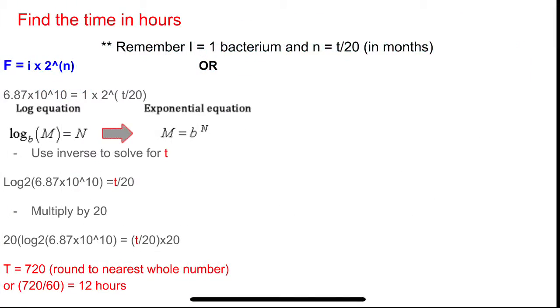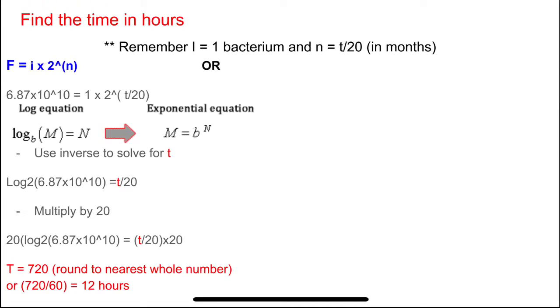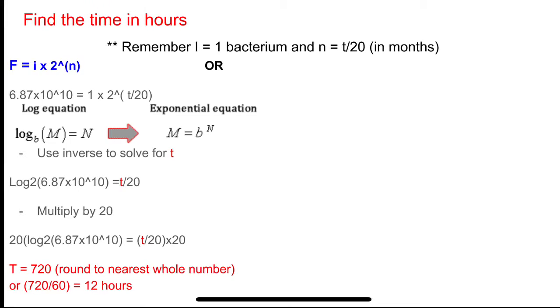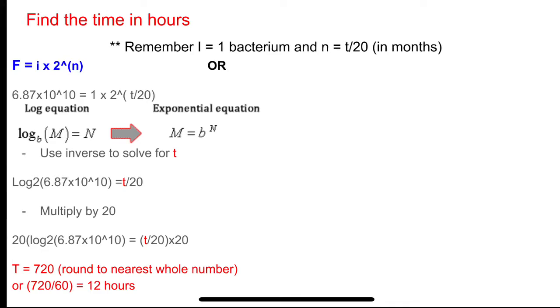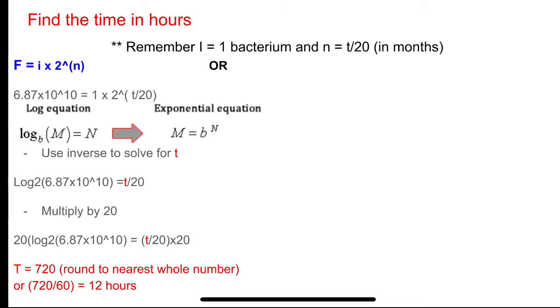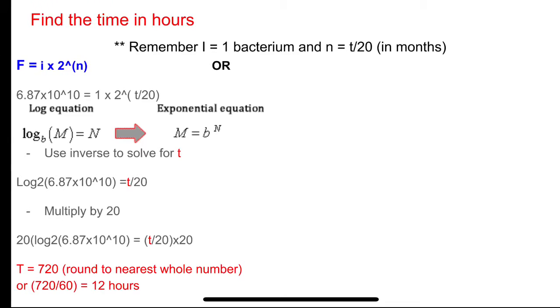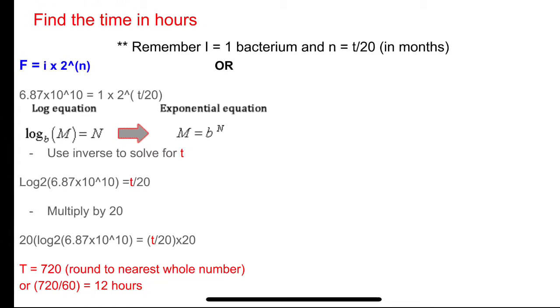Although this specific question wasn't asked, we can see that the next slot to fill on the chart is missing time after 6 hours and before 24 hours. So we can use the given F of 6.87 times 10 to the power of 10 and our initial number of 1. Our equation should read 6.87 times 10 to the power of 10 equals 1 times 2 to the power of t divided by 20 to solve for the missing t.